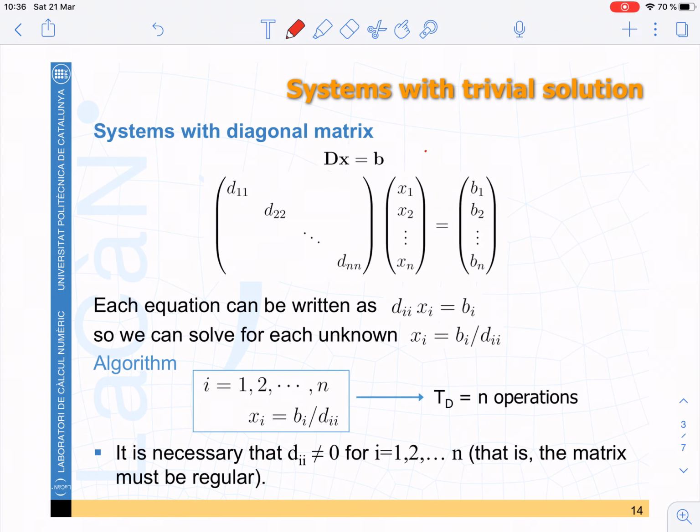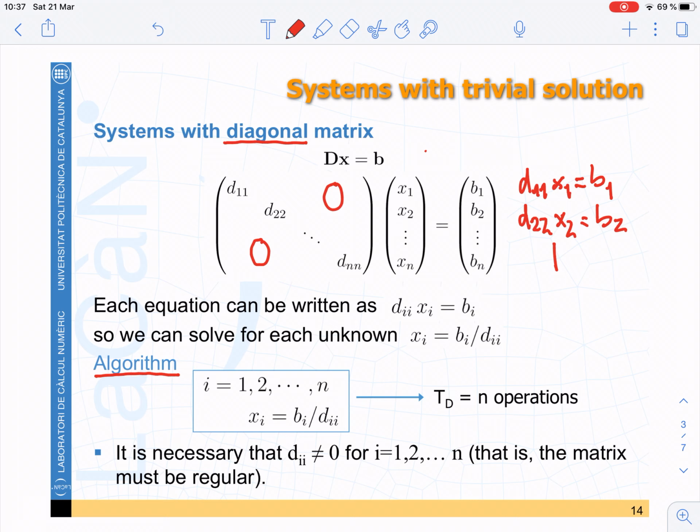Let us start with the simplest case of a system with a diagonal matrix, that is, a matrix where all off-diagonal entries are 0. This is in fact n uncoupled scalar equations. Indeed, the first equation reads d11 x1 equal b1. The second equation is d22 x2 equal b2, and so on. For this reason, the algorithm consists simply in performing n divisions, shown here.